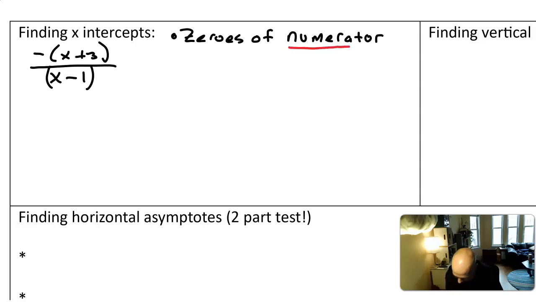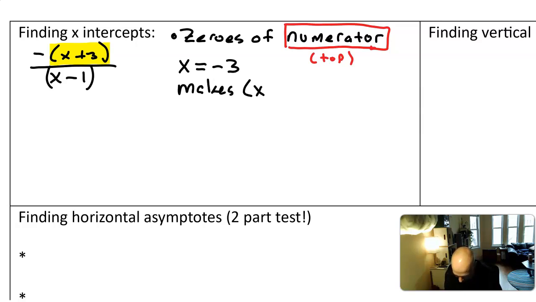The numerator is the top. It's not a fraction, by the way. This is just a box. So if this is my reduced version, and again, I'm using the version where I've reduced out any terms that created holes, I'm just looking at this. The zeros of the numerator are just going to be what makes those factors 0. So in this case, x equals -3 makes the factor x plus 3 equal 0.